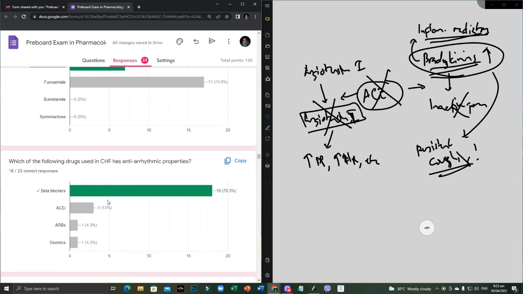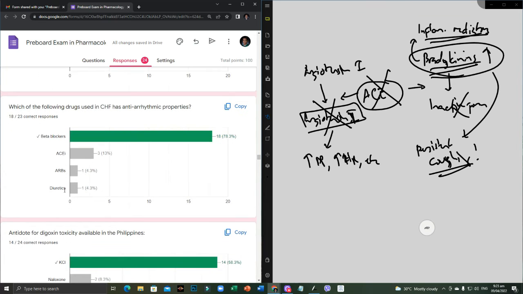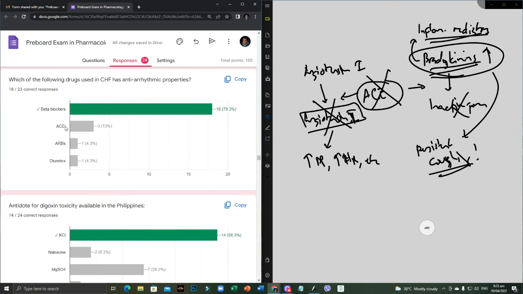Next one. Which of the following drugs used in CHF has antiarrhythmic properties? So very good, beta blockers, right? Well, the other drug would be, of course, digoxin. Okay, but another drug class would be beta blockers. If you remember, beta blockers are classified under class 2 antiarrhythmic drugs. The rest don't have antiarrhythmic properties.